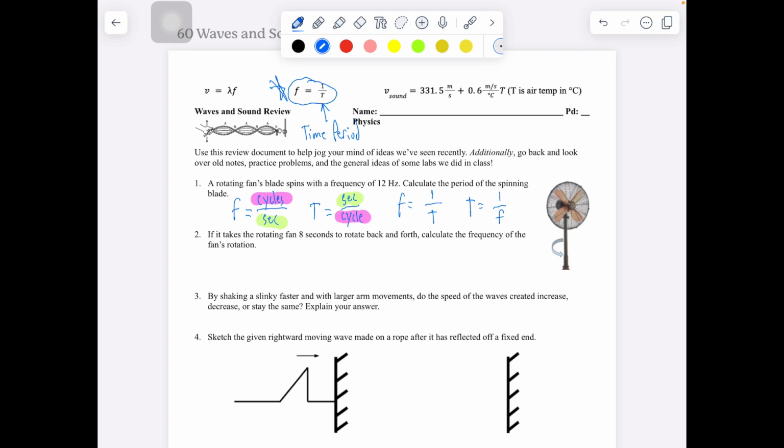So here, we're given a frequency, 12 Hertz. Let's find our time period by using our equation, 1 over the frequency right here. Time period, 1 over frequency. Frequency is 12 Hertz. We get 1/12. What is our unit here? Well, our unit is going to be seconds.